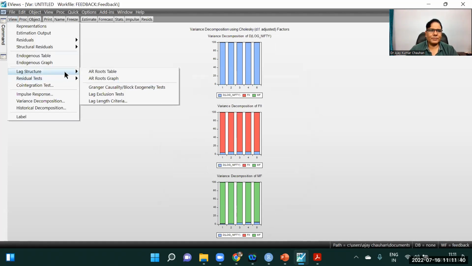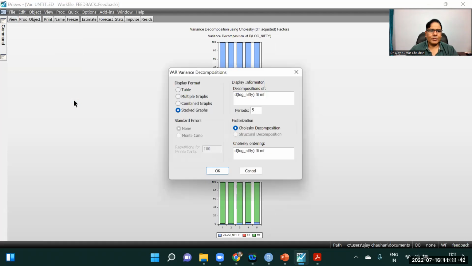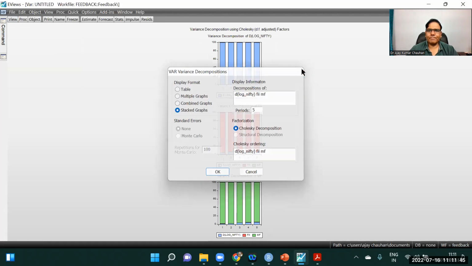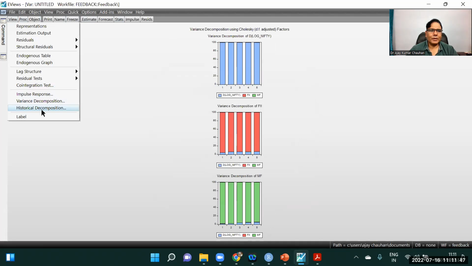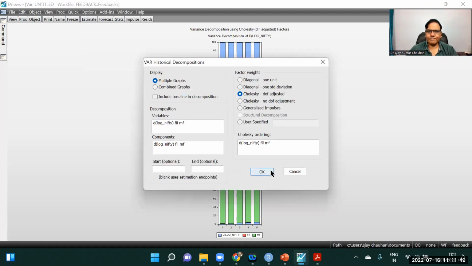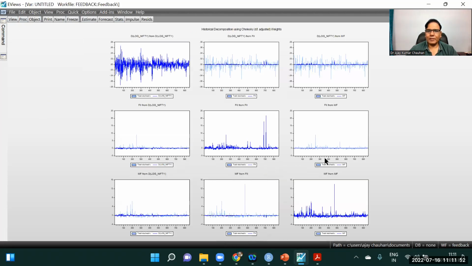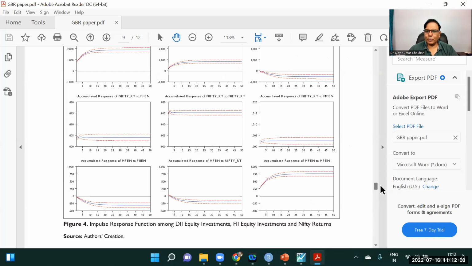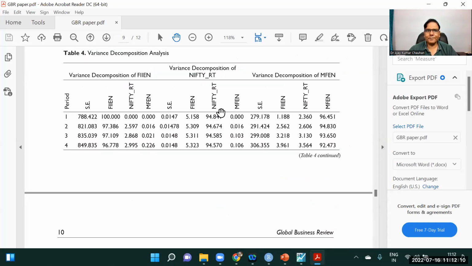And we also have the historical decomposition, but it doesn't have much meaning, so it is not very important. After doing all these things, in the research paper, you need to report the variance decomposition. It is one of the important outputs, the variance decomposition analysis.